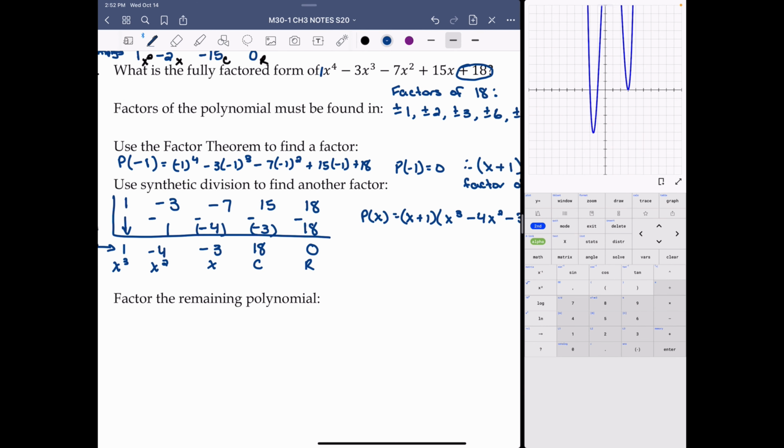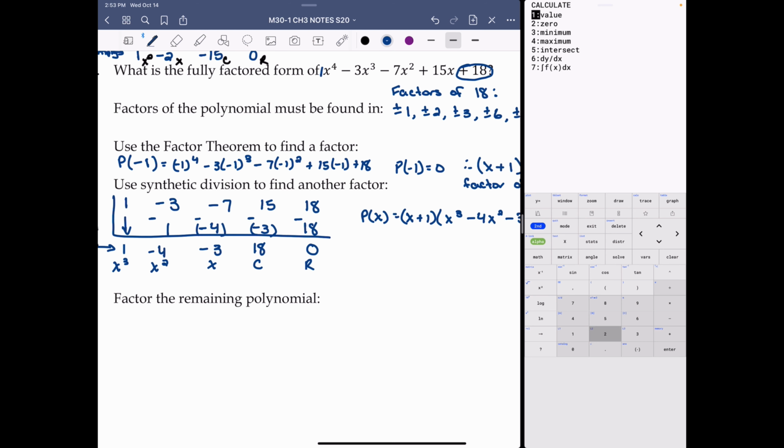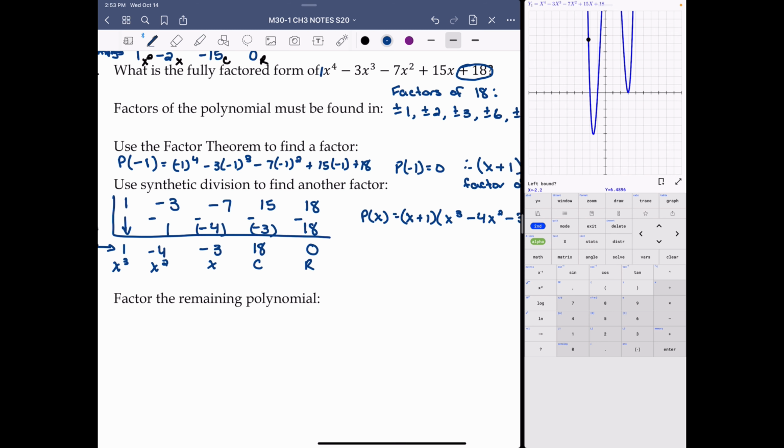Graph, let's find another x-intercept. I'm going to find the one on the farthest left, second trace number 2. Left bound of that point would be up here. Enter. Right bound of that point would be down here somewhere. Enter. And it tells me that it's negative 2.